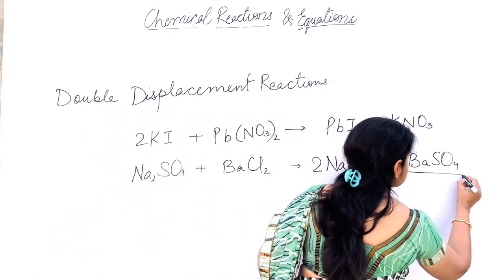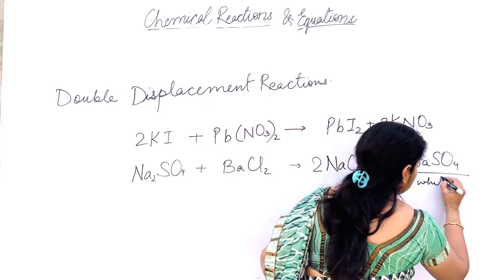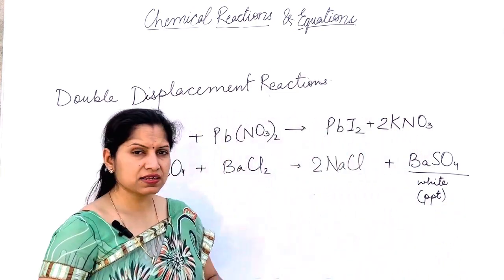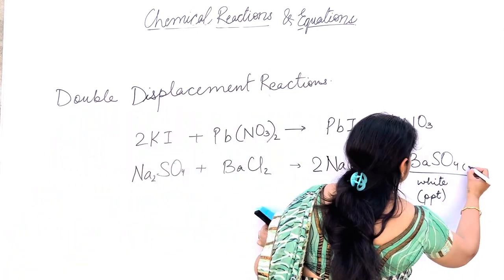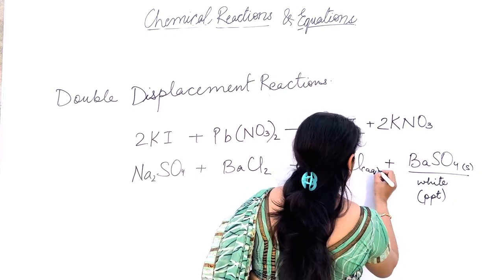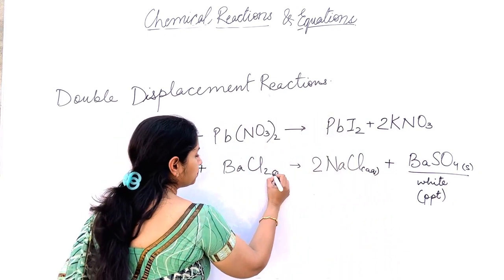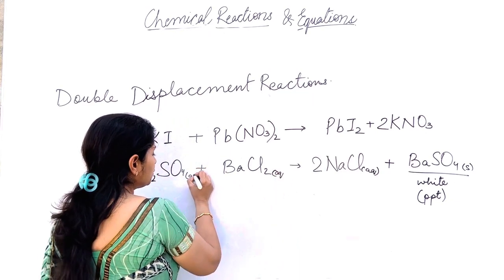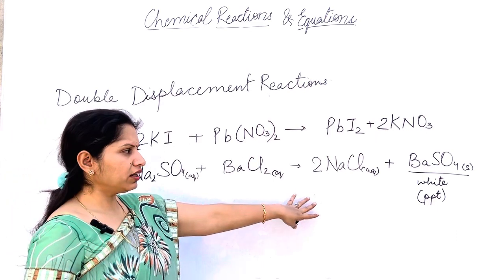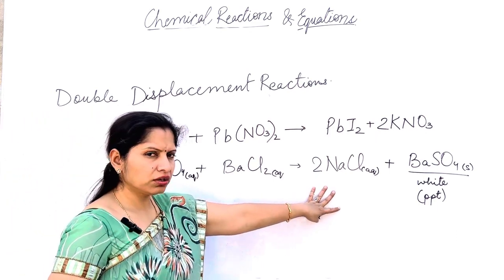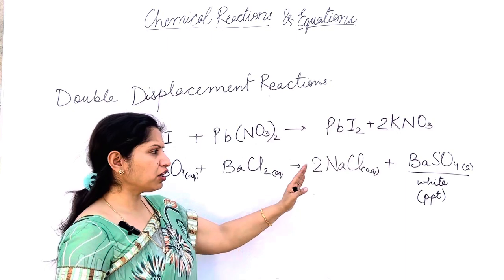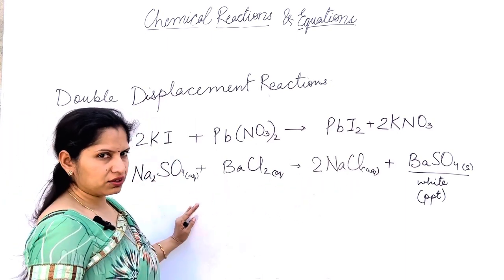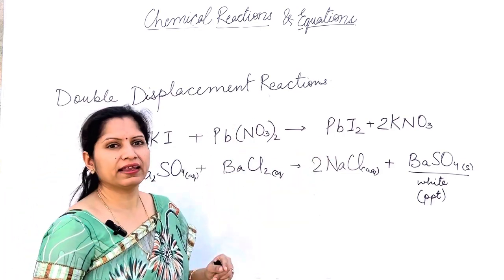And this is a white colored precipitate. This barium sulfate formed is a precipitate. It's in the solid state. Rest of everything is in its aqueous state. Since barium sulfate is solid and NaCl has a very strong bond, the reverse reaction is not possible. So you cannot write barium sulfate reacts with sodium chloride to form these things. This is wrong. The reaction has to be written like this only.